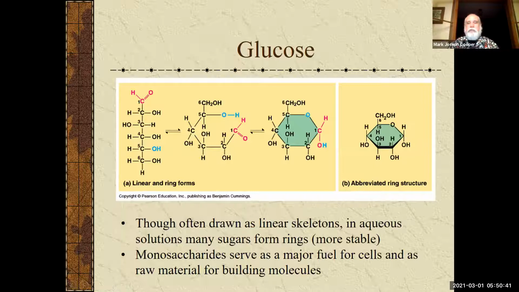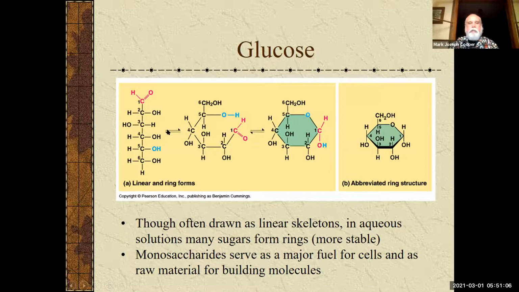So glucose is your typical, and this is the one we're going to be using. What I do want you to know is their molecular formula, which is basically C, H, and O in a 1:2:1 ratio. So glucose is C6H12O6, and you can recognize the sugar by that molecular formula.